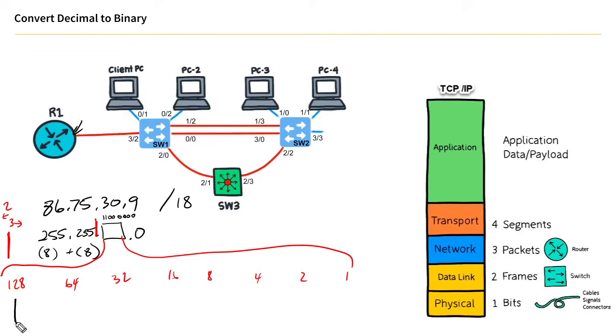So 16 plus 17 plus 18, and stop. I usually draw a little dividing line there, and then the rest of these would be 0. So that's what the mask would look like in that third octet if we had a /18. 8 here, full 8 here, plus 2 there would look like this.